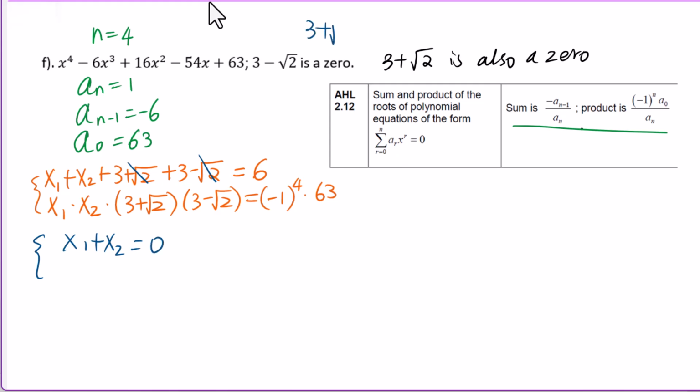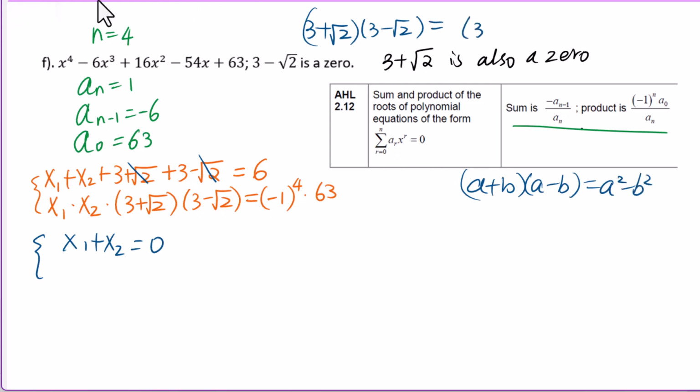(3 plus the square root of 2) times (3 minus the square root of 2). Using the formula (a plus b) times (a minus b) equals a squared minus b squared, we get 3 squared minus the square root of 2 squared, which equals 7. x1 times x2 equals 63 divided by 7 equals 9.